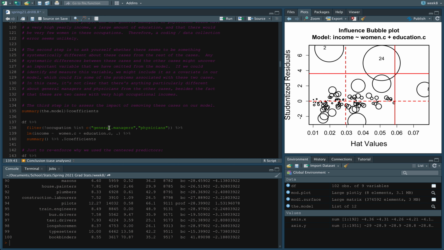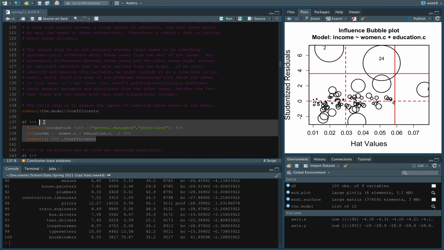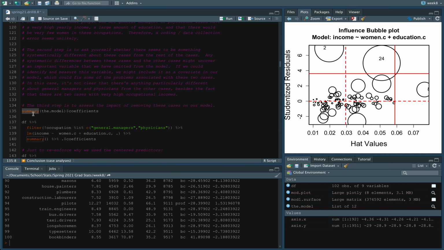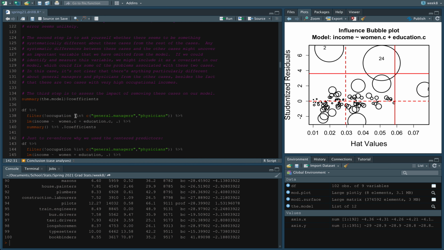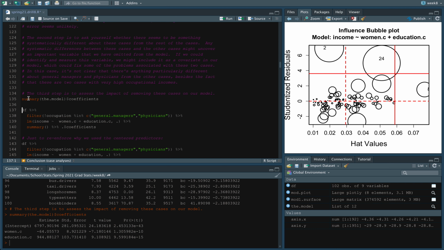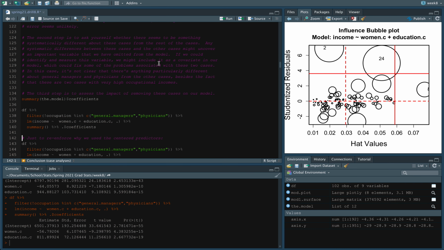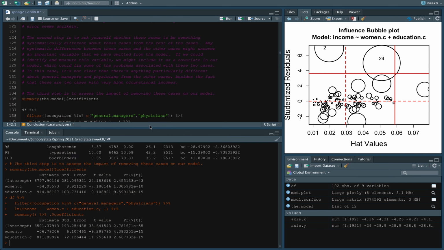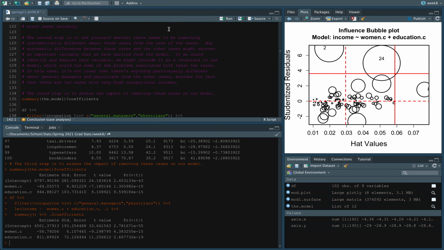We're piping that into the exact same model, piping that into summary, and then that coefficients table. So in short, this is literally the same as what we ran at the top, except we're taking out those two cases. So if we look at our original summary and now our new summary, we can see that it shifts our estimates a little, but importantly, notice the standard error of this filtered model. We've taken out those two problematic cases, and it's reduced our standard error across our terms quite a bit.